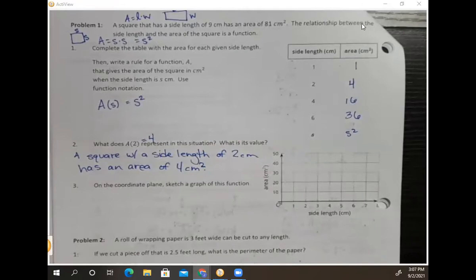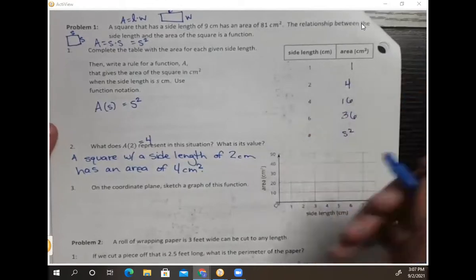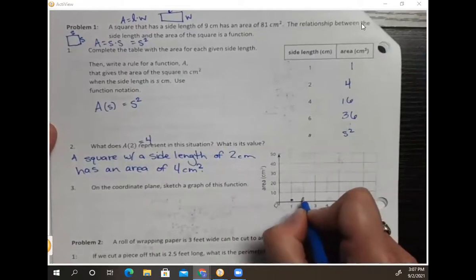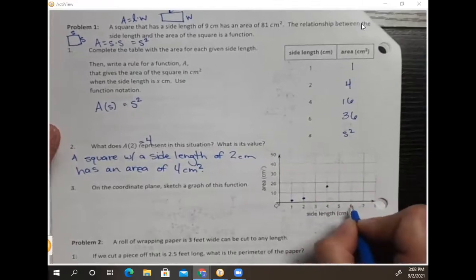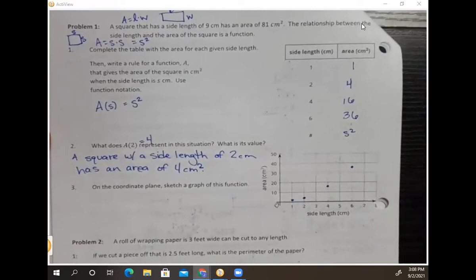Perfect. A square with a side length of 2 centimeters has an area of 4 centimeters squared. Now let's do another little refresher and let's graph our table here. When my side length is 1, my area is 1, so I'm going to plot the point (1, 1). And then I'm going to plot the point (2, 4). We've got (4, 16) and (6, 36). So those are all the points for my table.